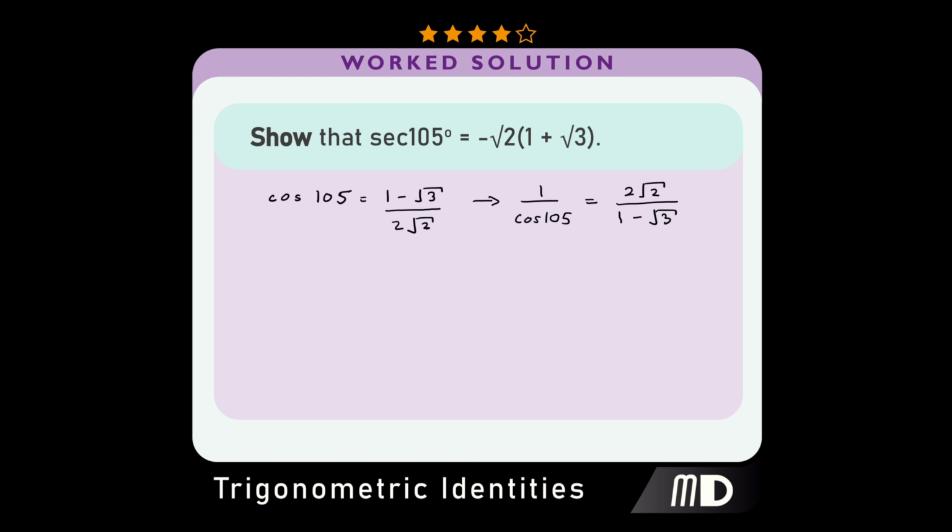Before going any further, we need to rationalize the denominator, and we do that by multiplying the numerator and denominator by the conjugate of the denominator. In other words, we multiply the numerator and denominator by 1 plus the square root of 3.